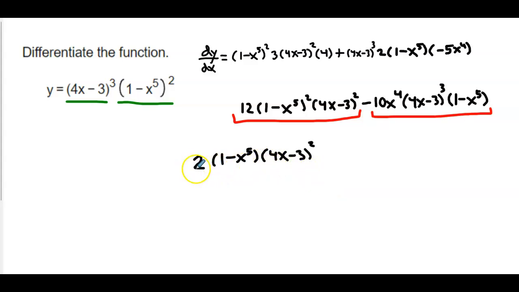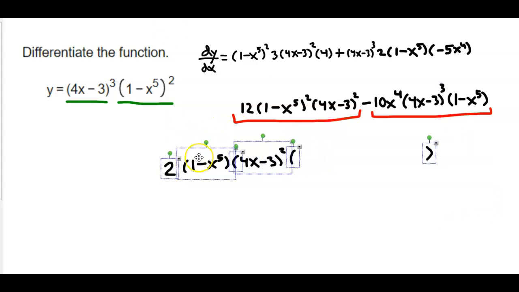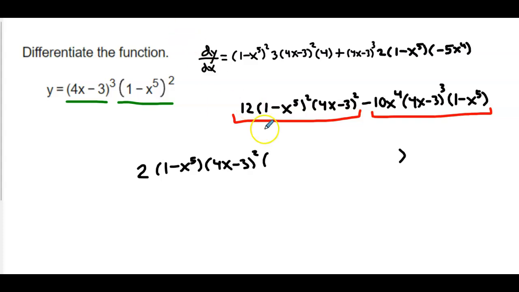And this here is the greatest common factor. So now what's left is we'll put in parentheses, we'll write up what's left of those two terms, having factored out the greatest common factor. So we pulled a 2 out of this 12, so that's going to leave behind a 6. We pulled out one factor of 1 minus x to the fifth, so that's going to leave behind another factor since it was squared in this term.